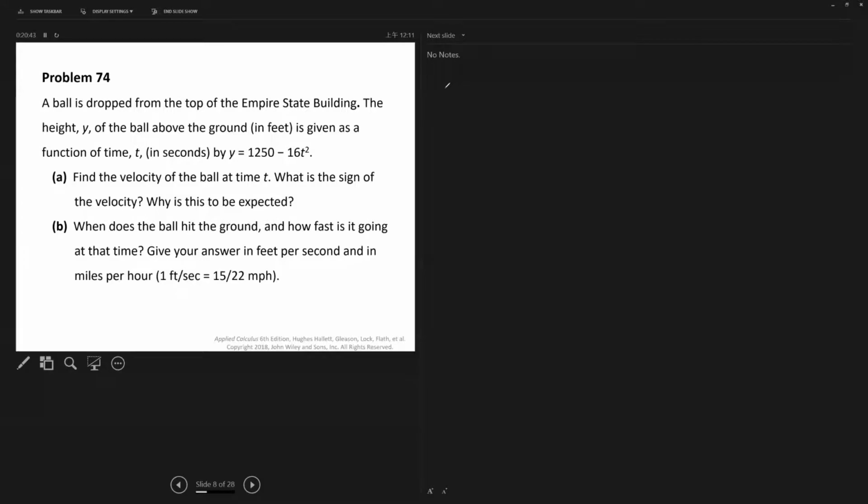This is something called the PVA type of problem. That stands for position, velocity, and acceleration. Position is usually your original function, p of t, with respect to time. So in this case, y is actually our position function. It tells us the height of the ball t seconds after it is dropped.